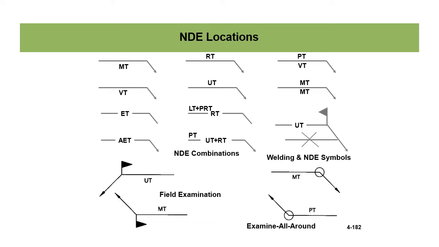NDE locations, it's the same as welding symbols. You put the symbol there of what process you want, the arrow points. It's either near side or far side, and you have welding all around. You can have field examination, combinations of NDE, UT, and RT, as well as PT. Whole bunch of different options here as far as relaying what you need done as far as non-destructive testing onto the non-destructive testing group or technicians.